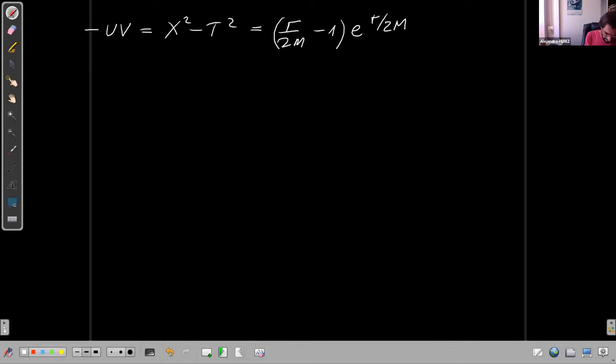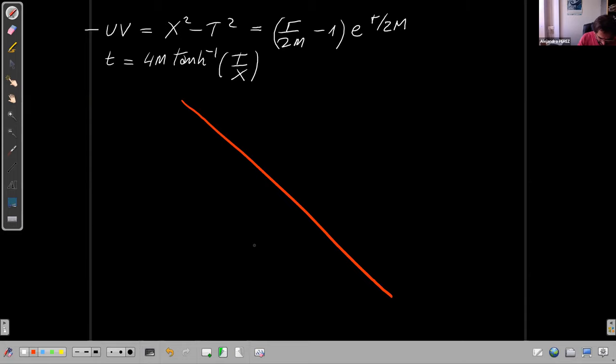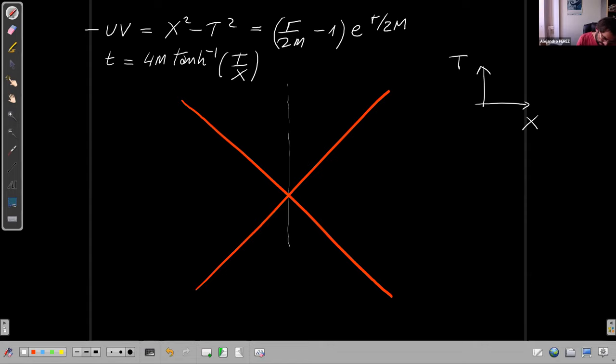This is again the relationship between r star, if you want, and t and r, written in terms of the Kruskal coordinates. And then you also find that t can be written as 4m times the inverse hyperbolic tangent of T over X. Okay, and with that we will be able to interpret what's happening. So you get the maximal extension of the Schwarzschild geometry that looks like this. Here we are in the capital T, capital X coordinates. Maybe I should have written this: this is the T axis and this is the X axis.